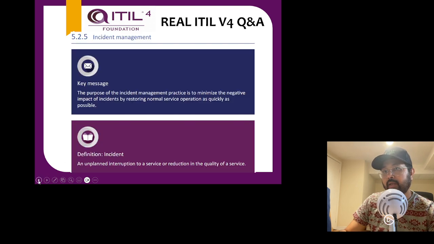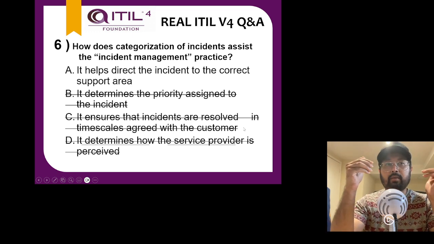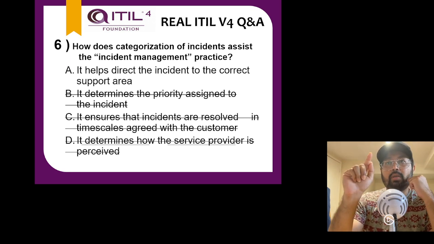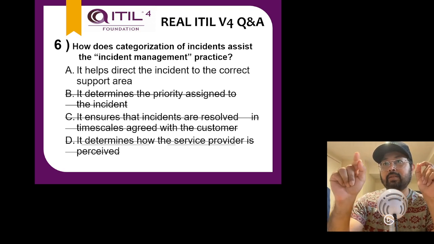So in our previous discussion, we said incidents should be categorized. If it is a high impact on the business, it should be categorized as very urgent to restore, and if it doesn't impact that much in the business, we can categorize it as a low impact incident, right? So the question is, how does categorization of incidents assist the incident management practice? Number one, it helps direct the incident to the correct support area.